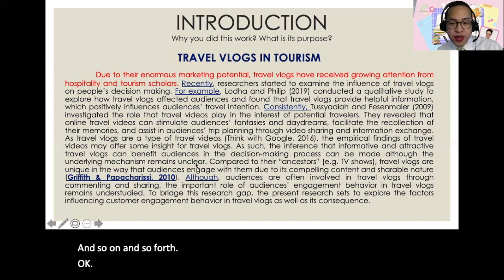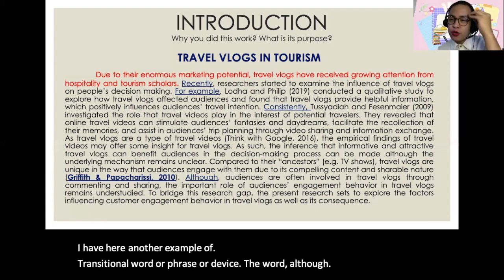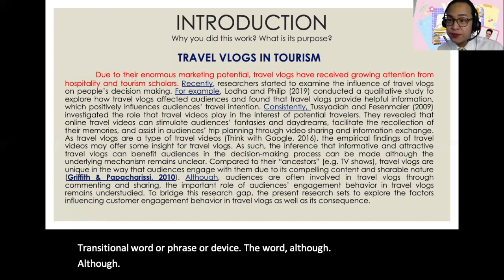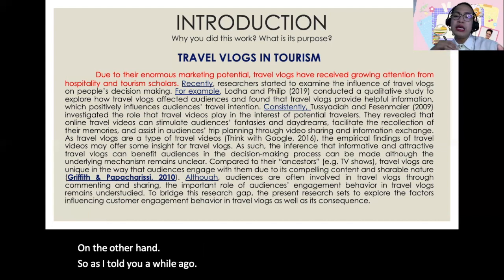I have here another example of a transitional word or phrase or device. The word although. Although connotes negative meaning. Yeah. Like however, on the other hand. So as I told you a while ago, it has to be used properly. All right?